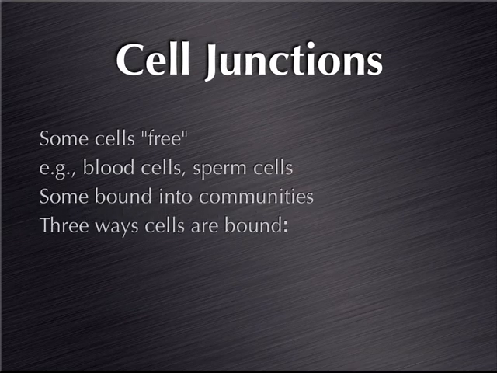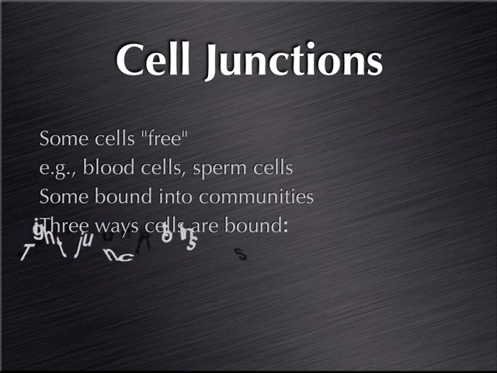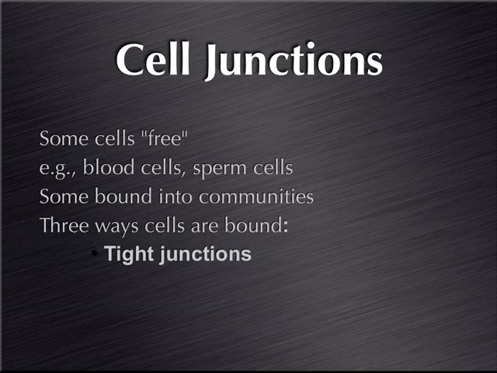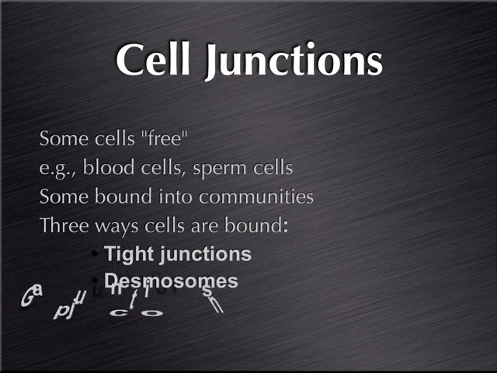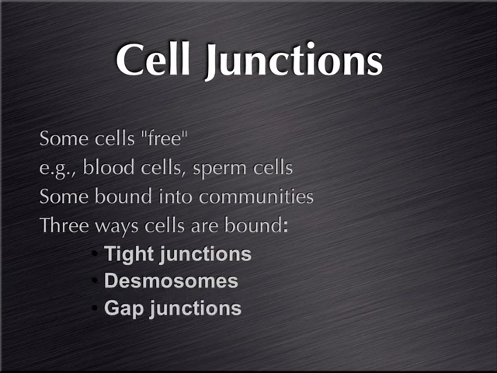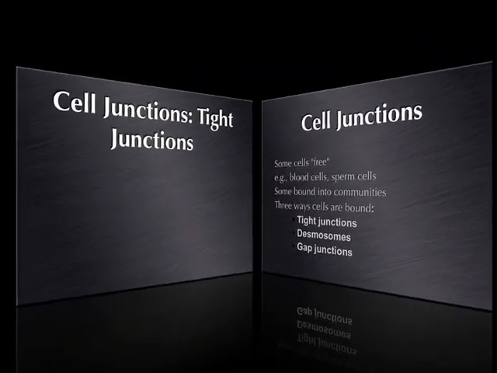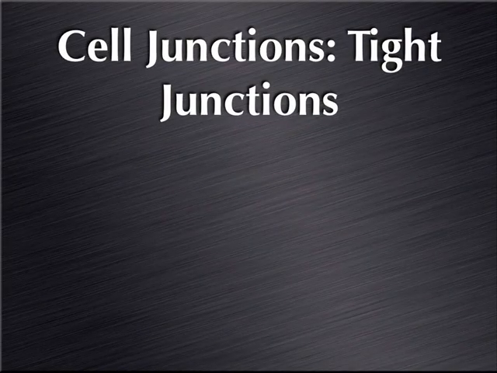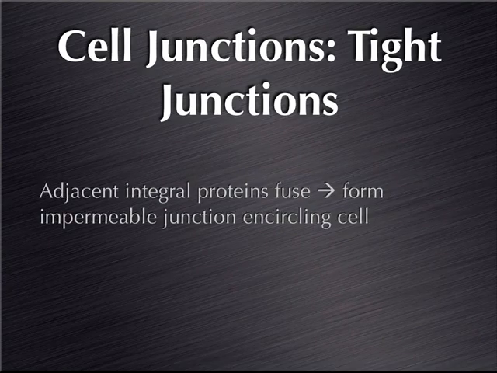Cells are bound one to another through tight junctions. Cells are bound one to another through desmosomes. And cells are bound one to another through gap junctions. And we'll look over, you guessed it, the next 3 or 4 pages at each of these in turn. So we'll talk about tight junctions first. A tight junction is exactly what its name implies. It's an attachment between cells that are impermeable.